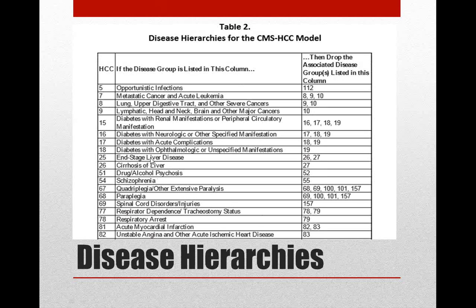And here's an example of that. Say a patient has end-stage liver disease, the hierarchical category 25 would apply, so cirrhosis and the other categories in 27 would not apply. In diabetes, 15 would trump your 16, 17, and 18.